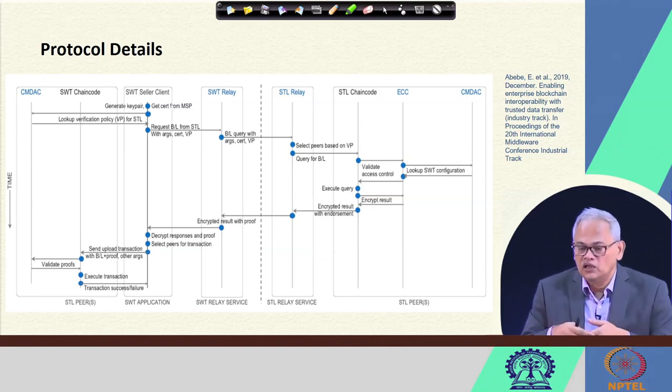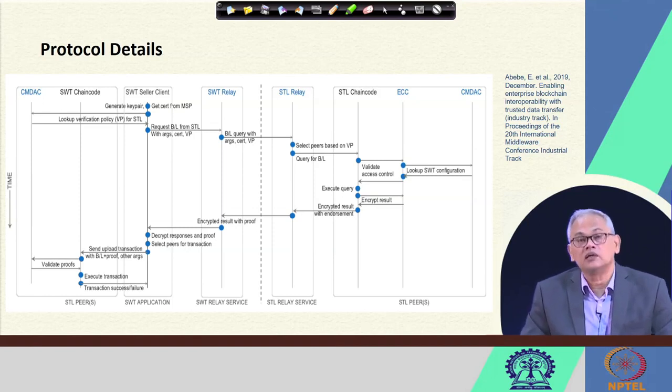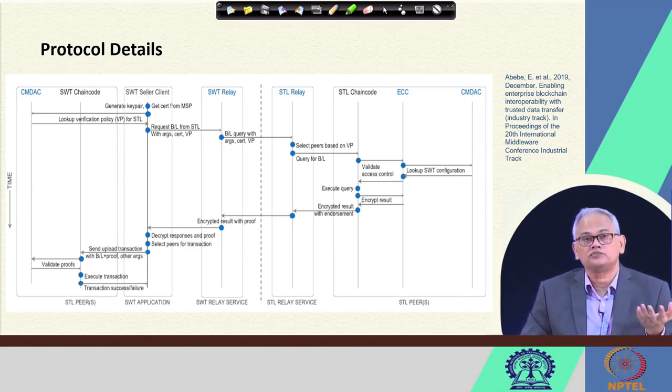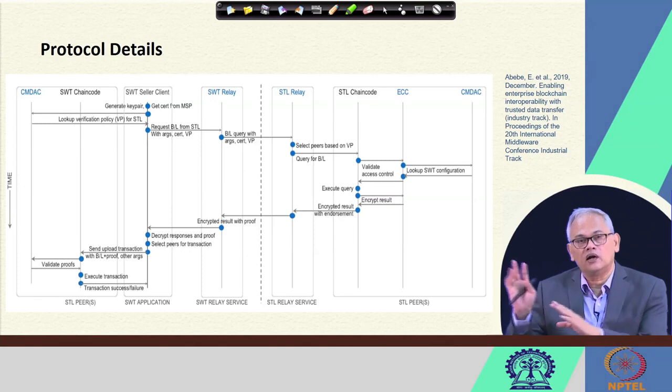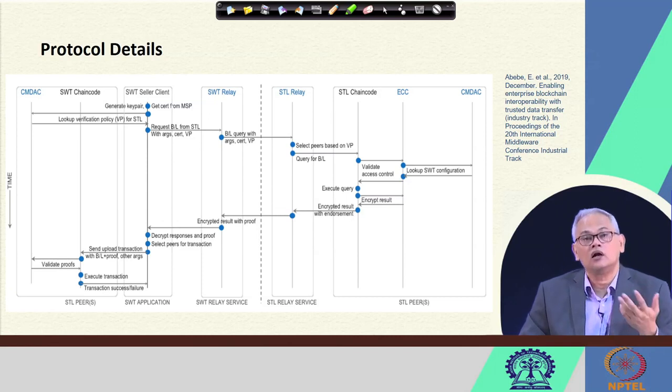That is what STL has to ensure, that there is no additional exposure or additional risk that they are going to face. So, now they will encrypt the result, which will be sent along with the endorsement to the STL relay. The STL relay will now transfer it to the SWT relay on the other side, that is the encrypted result with proof, which will be decrypted, and then checked against the policies, whether it is okay to accept the attestations made by the source network. Once that is done, it will execute the appropriate transaction.